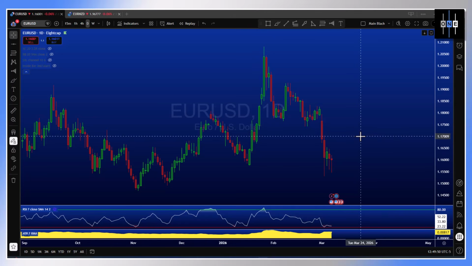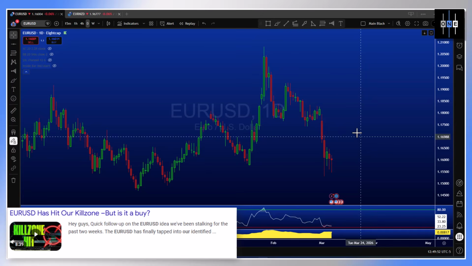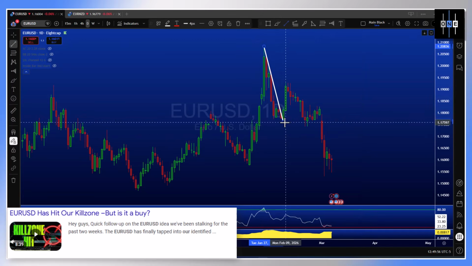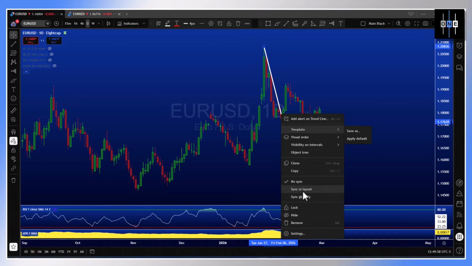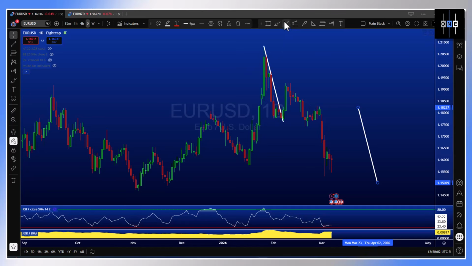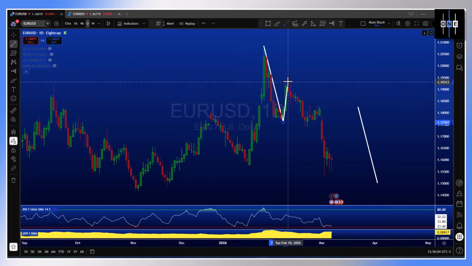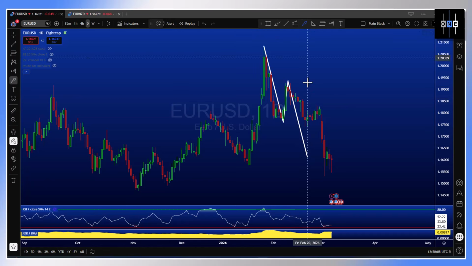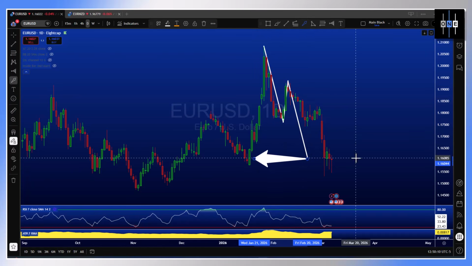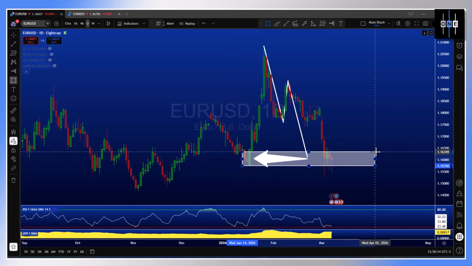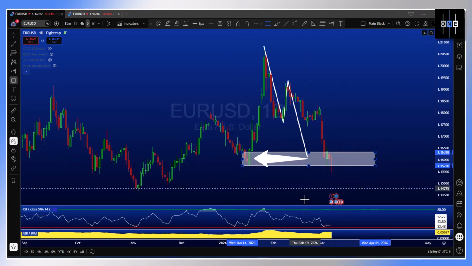But if you are new and you haven't seen the other videos, this was the AB equals CD pattern that we had coming down into a previous level of structure. Here is our A to B, our B to C is this retracement right here. Then we connect the dots with the CD retracement, giving us a nice little projection down here at our previous level of structure.